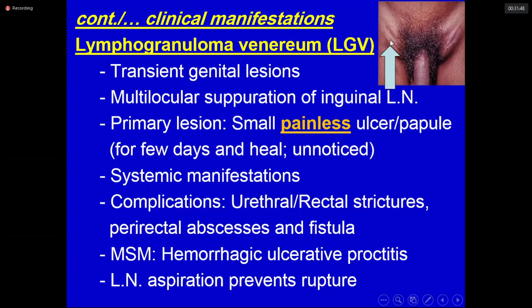You can see here in the picture the lymph nodes, bilateral, and these become suppurative, they discharge purulent material. These are common in MSM, homosexual men, and they develop, these people, unfortunately, hemorrhagic ulcerative proctitis. Lymph node aspiration prevents rupture. Sometimes these lymph nodes, because of suppuration, if you don't aspirate them, meaning draw the pus out, they are going to rupture and cause more damage once they are ruptured.